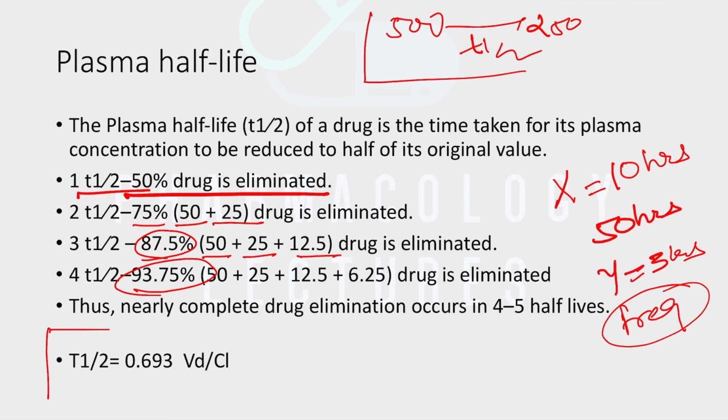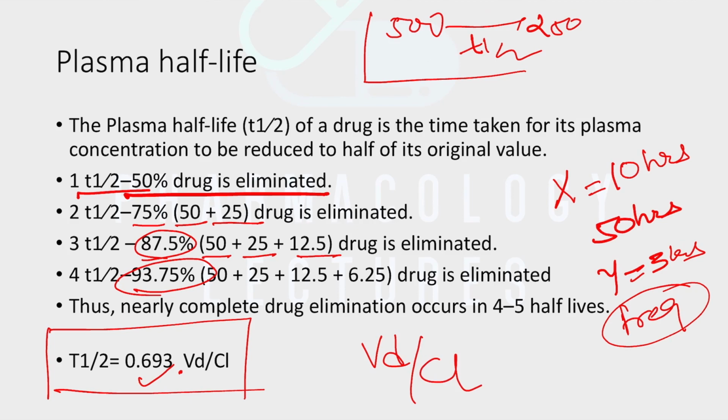Now there is a formula for half-life as well, that is 0.693 times volume of distribution divided by clearance. So if you are given a figure for volume of distribution and a figure for clearance, you can now determine the half-life of that drug. So half-life depends on these two as well, volume of distribution and clearance.